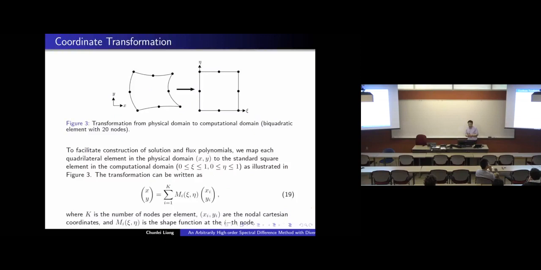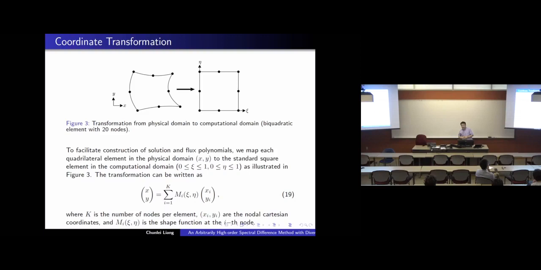Suppose you have a curved physical element. What we do is a high order mapping, or even an analytical mapping, to map that to a standard square, or in 3D, a standard cube. We want that map to be as accurate as possible to reflect the curvature. In equation 19, M is simply a mapping function. Xi, Yi stand for the nodal points of the physical element.